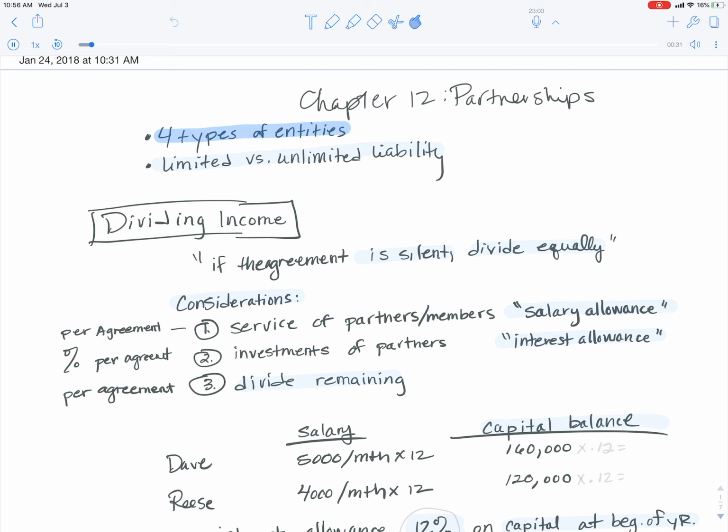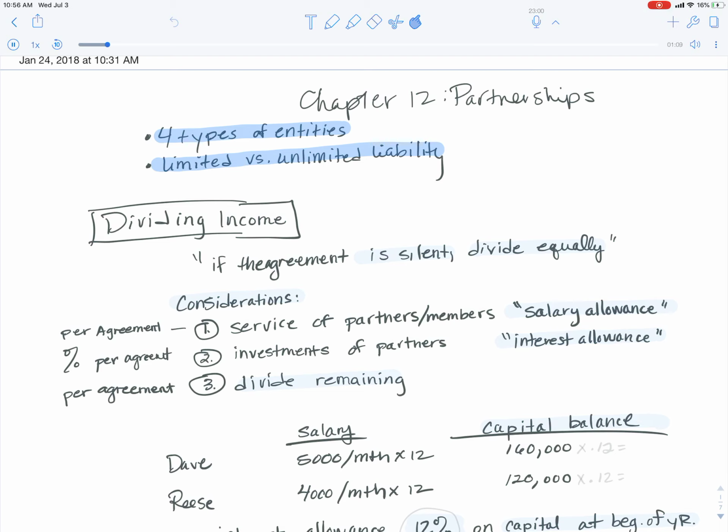Even though this is primarily a partnership chapter, the very beginning of Chapter 12 is all about the different types of entities and why they're different and why an owner of a business would want to choose different types of company setups. One big reason is this idea of limited liability versus unlimited liability is really important. So make sure to read the chapter about all of that. I'm going to try to focus on just calculations in this lecture.